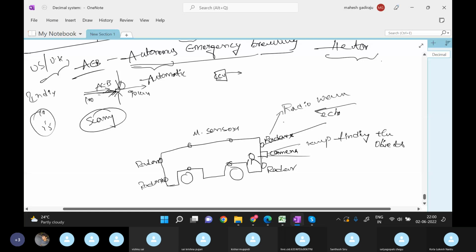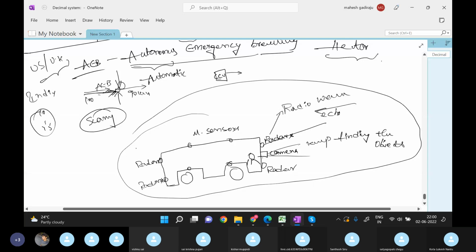See guys, moving forward, whatever the concept we will take, this is the basic example I will take, and depending on that I will be explaining it. Radar is like there will be one radar that keeps on transmitting radio waves. If it hits any object, definitely an echo will come back. Depending on the time gap between when the wave was transmitted and when the reflection comes back, it will find out the distance.